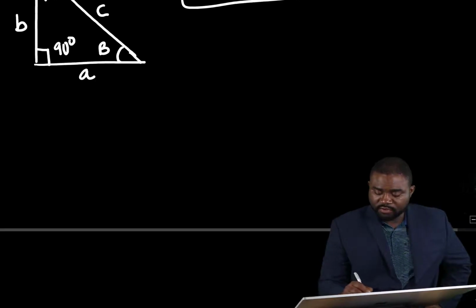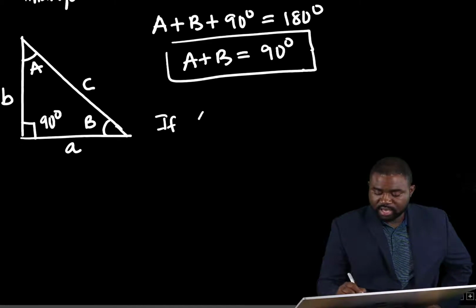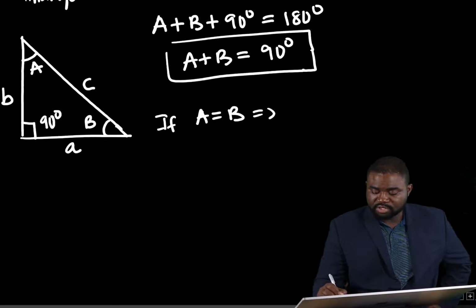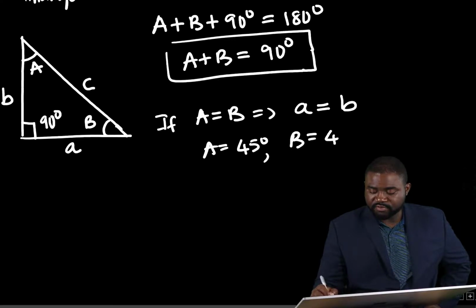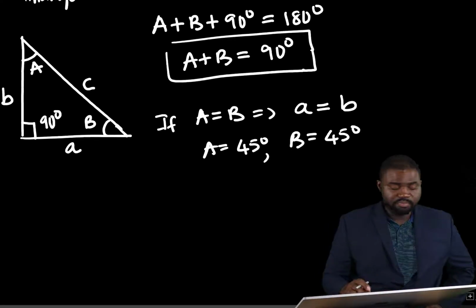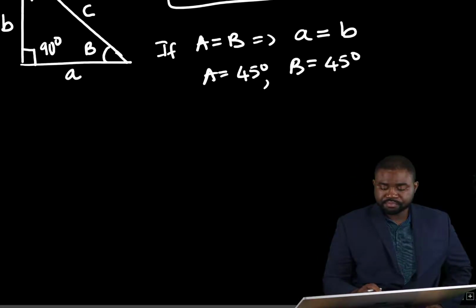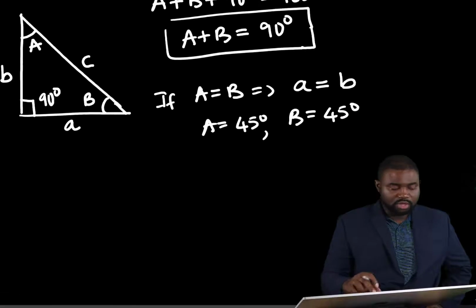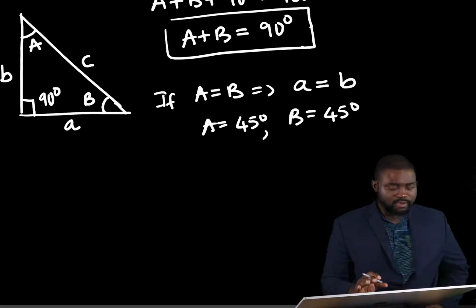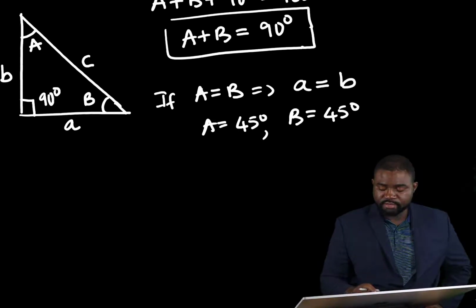Now, if, for example, A is equal to B, this would mean that small a is equal to small b, and capital A will be equal to 45 degrees, while capital B will be equal to 45 degrees. And this is a special triangle, so keep that in mind. We call this the right angle triangle.